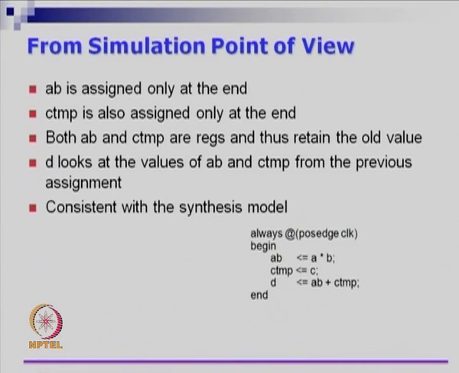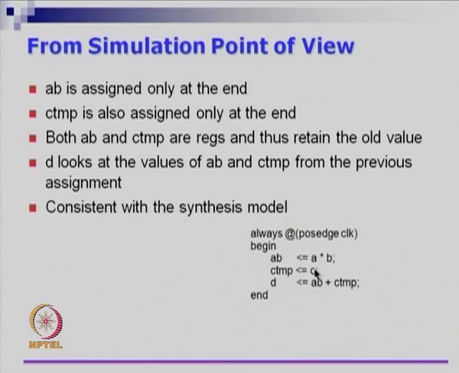From a simulation point of view also this is perfect, because you look at all the right sides. You take the current A and B, multiply them, but you want to give it in the future. You take the current C, whatever C is storing, and put it in C temp, but whatever AB and C temp are storing right now, you add them and put it in D. So we evaluate the right side first; A times B should be given to AB in the future, you do not do it right away.